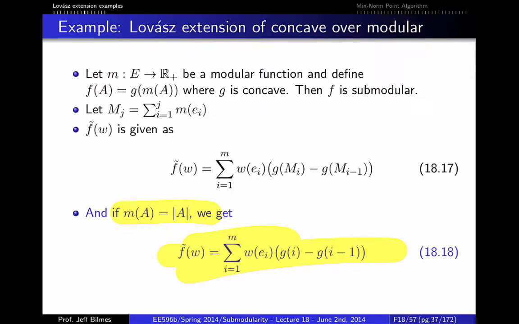And in particular, if we have a really easy concave function, then the Lovász extension is very simple. The ordering doesn't matter since every ordering has the same cumulative sum. So it's basically just the weighted sum of g(i) minus g(i-1). Now, of course, the i still matters because you're still renaming the ei based on the ordering in descending order according to w. Okay, so this is critical. But other than that, it's a very simple form.